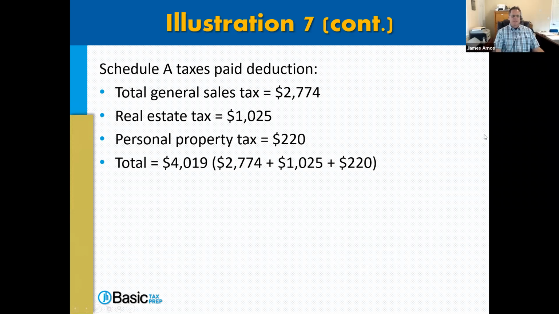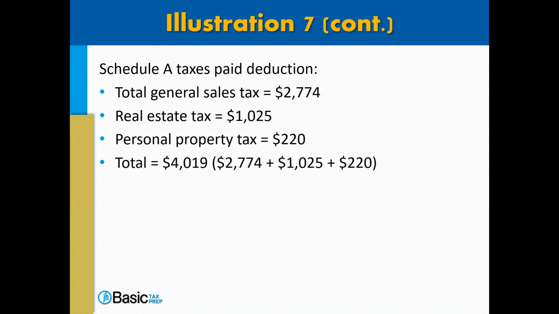Okay. So Schedule A taxes paid. We're continuing with this illustration. Schedule A taxes paid deduction. This is how we come up with her total deduction. Her general sales tax, we're taking that. Remember, which line does she report income taxes or sales tax on? 5A. So this goes on 5A.